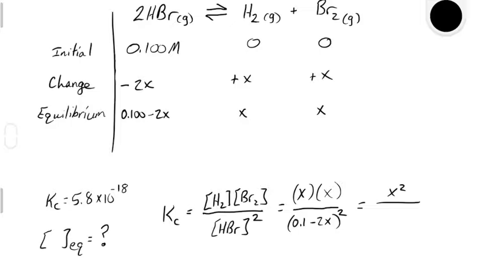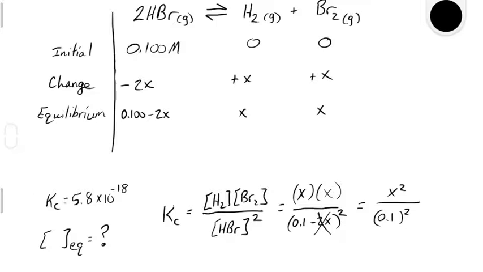Our Kc value is tiny, 10 to the minus 18, which means that this reaction doesn't proceed very far to the right, to the product side. So we know that because our Kc is much, much smaller than our initial concentration, more than 1,000 times smaller, we can basically ignore the change relative to our concentrations.